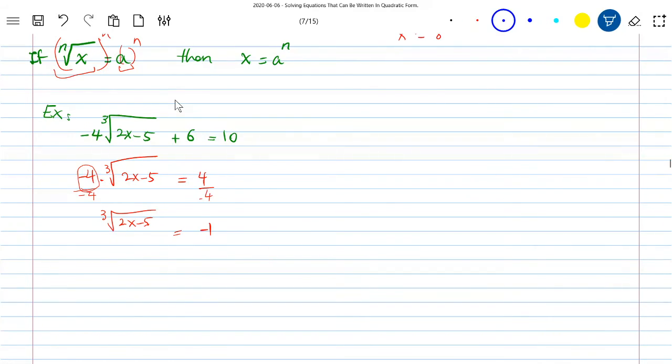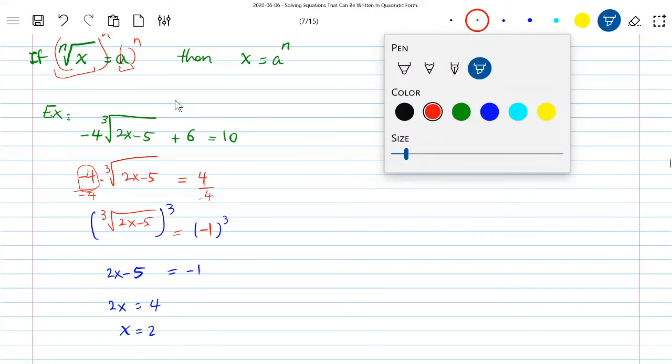So now what is the next step? Next step is I isolated the cube root. I want to get rid of it. I'll cube both sides. Cube root of 2x minus 5 cubed is 2x minus 5. And -1 cubed means -1 multiplied by itself 3 times, which is still -1. Solve for x. 2x equals, add 5 to both sides, it becomes 4. Divide both sides by 2, x is simply 2. Do I check the solution? Of course, you always have to check your solution.